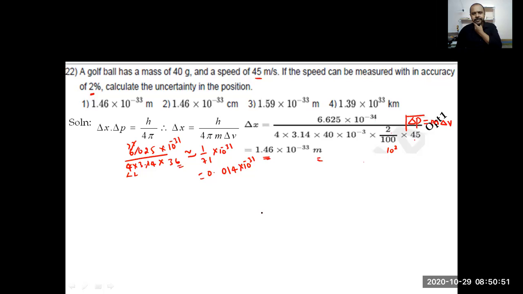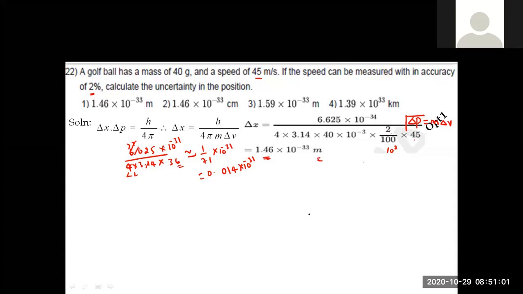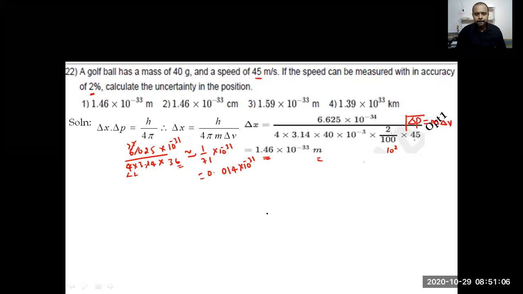Approximately you have to calculate so that you get the nearest answer slightly faster. In CET, approximations would be sufficient. Exact answers are required in board. Fortunately, you can use the calculator in board, but not in CET.